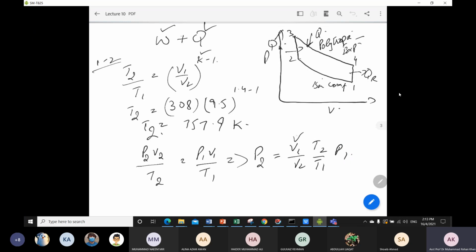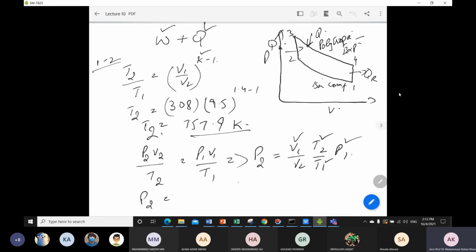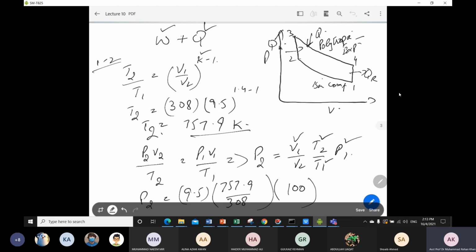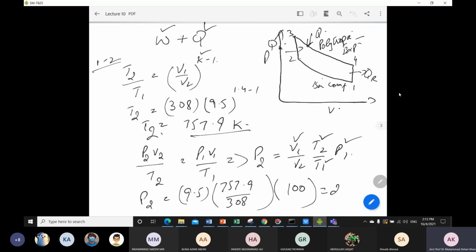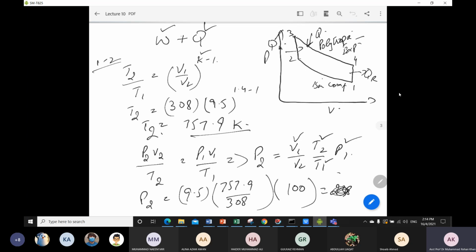So this is your compression ratio, which is mentioned in your question. This T2 you just have to find by using this step. T1 is mentioned in your question. P1 is also mentioned in your question as well. So P2 is equal to 9.5, 757.9, 308 Kelvin, which is your T1, and 100 kilopascal of your P1. So you will get the pressure at 2338 kilopascal. Okay, so this is your P2 value.